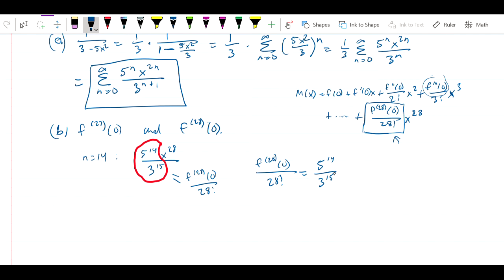And so that means that by simply multiplying both sides of this equation by 28 factorial, I can get f 28 of 0. So f 28 of 0 is equal to 28 factorial times 5 to the 14th over 3 to the 15th.